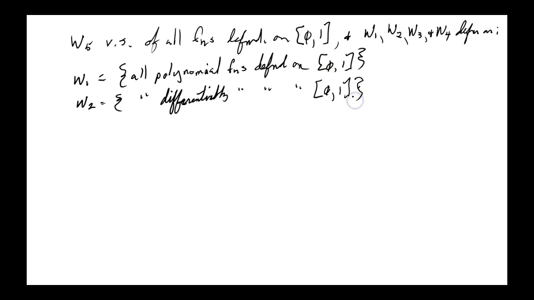Okay? Now, certainly all polynomial functions are differentiable, but not all differentiable functions are polynomial. So W1 is a subset of W2. Okay? W3, the set of all functions that are continuous on 0 to 1. Okay? Now, of course, all differentiable functions are continuous, but not all continuous functions are differentiable.